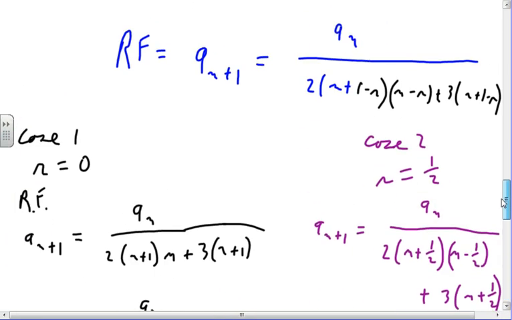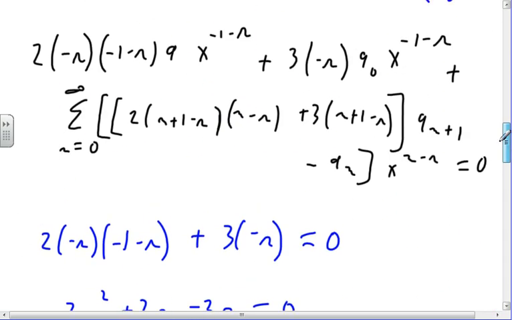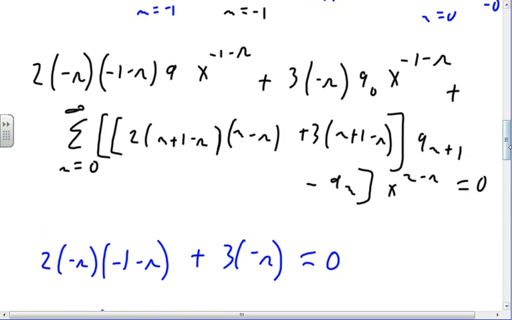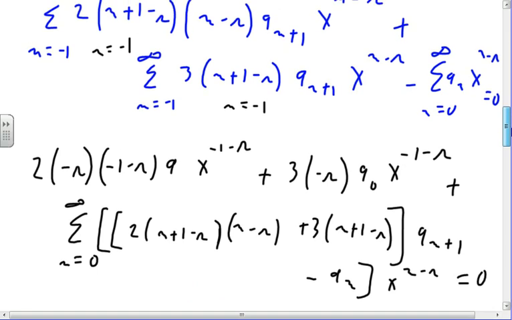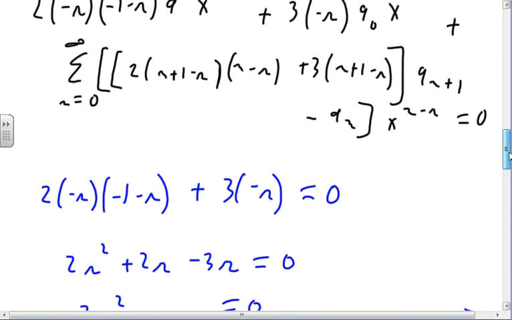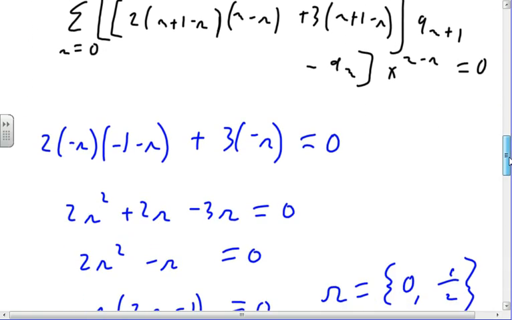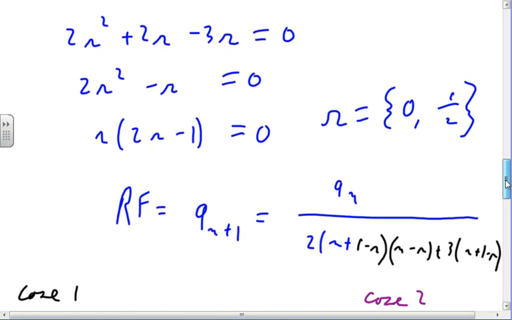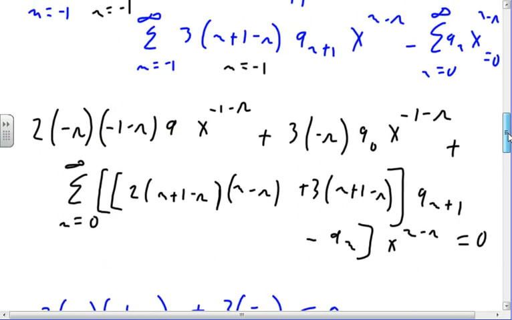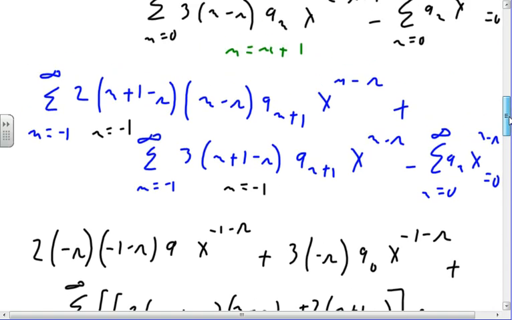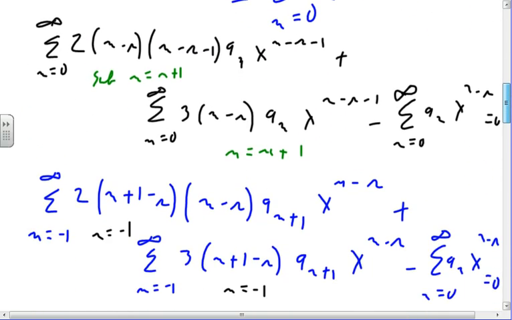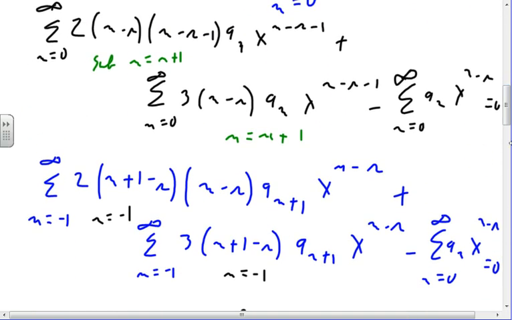Alright, where did we make our mistake? Oh, when we started the problem. Yeah, definitely. Well, 0 and 1/2 are correct. So 0 and 1/2 is correct. So now it's a matter of, do we have the recurring formula correct?